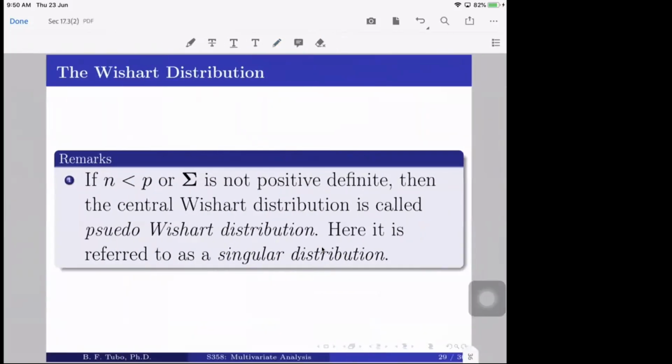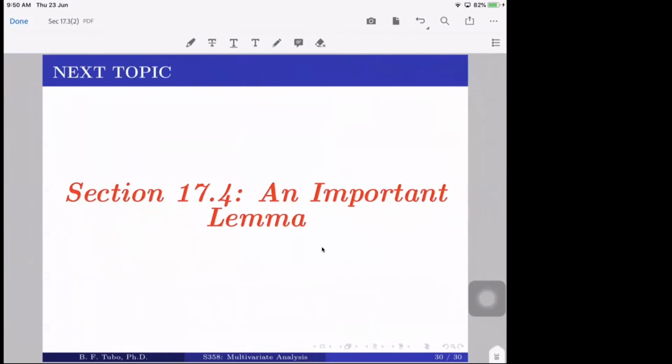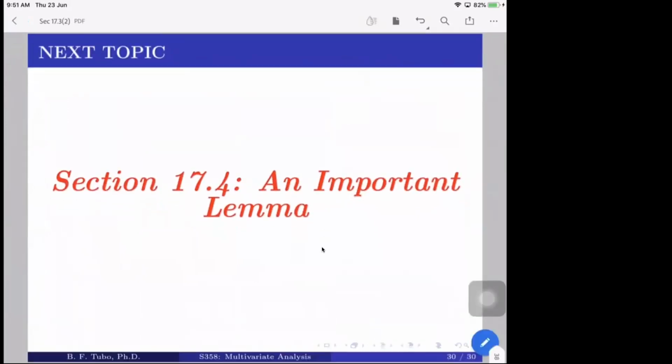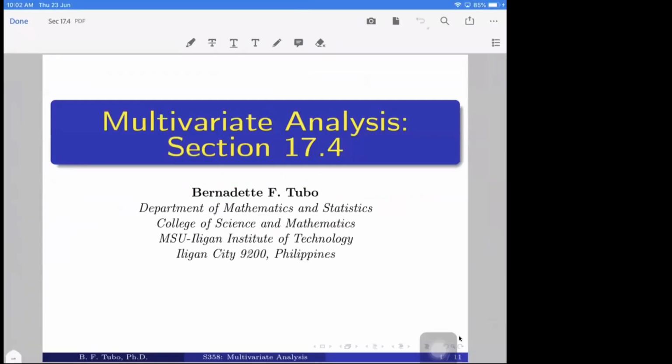Okay, so the next section will be 17.4. So we will be back. Stop recording. Yes, ma'am. Can you see my slide? Opo, yes, ma'am.